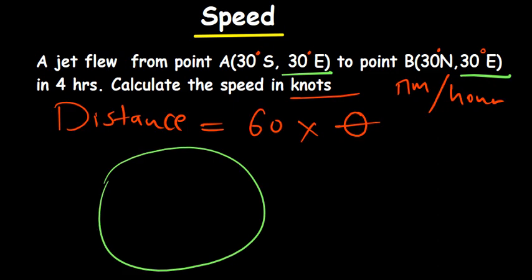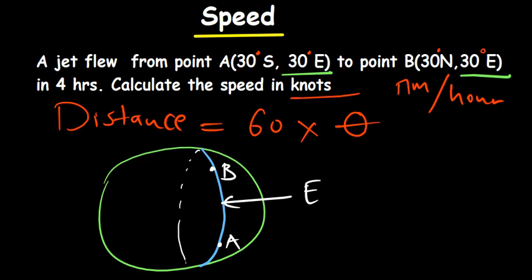So let's draw the Earth. If we are to demonstrate where the 30 degrees east is, maybe somewhere there. So this is on the east. One is 30 degrees south, so somewhere there. That is point A. The other one is point B, 30 degrees north. So we're trying to determine the distance between them.